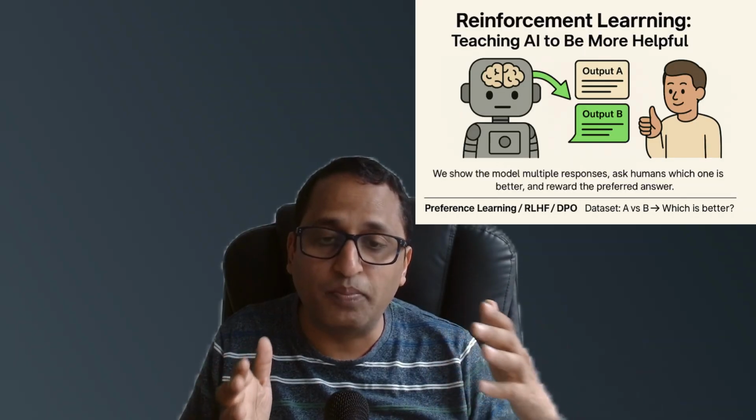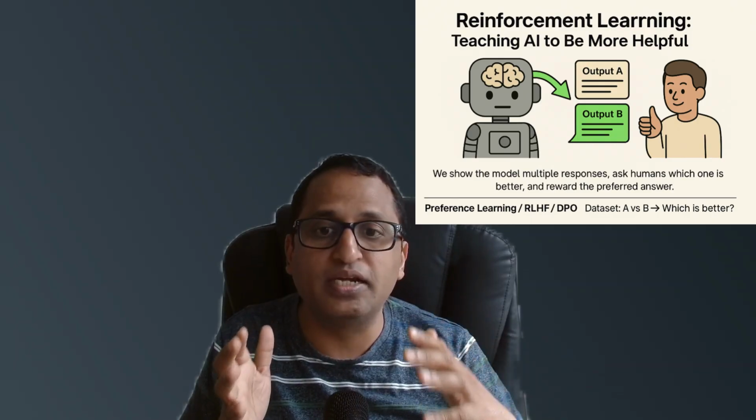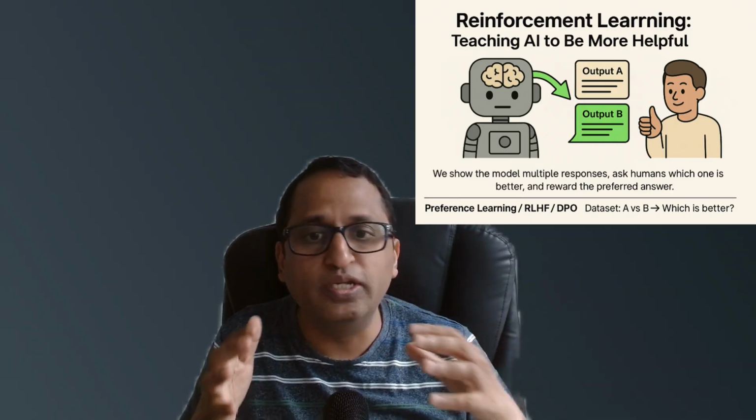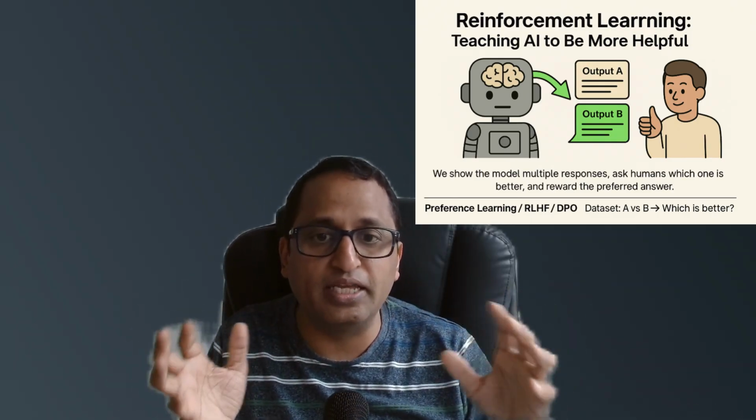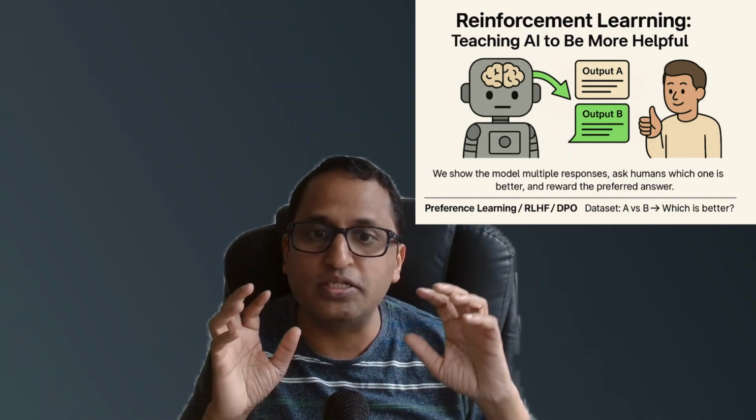In part 3, we apply preference-based training, or reinforcement learning, using a technique called DPO. We'll understand both techniques, PPO and DPO, what they are, what the difference between them is, and when to use which. Then we apply preference-based training using the DPO technique.